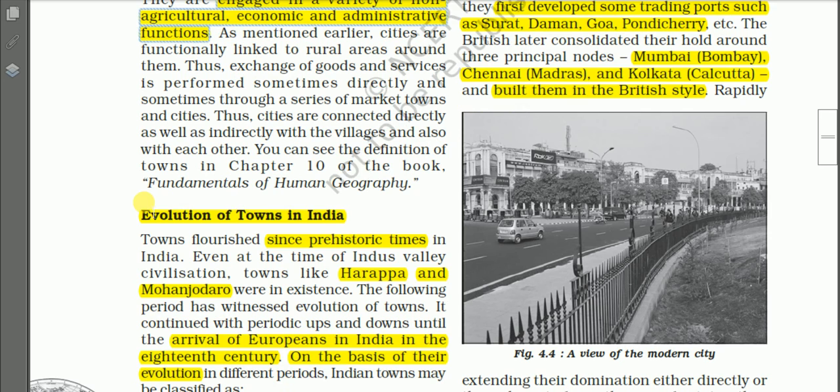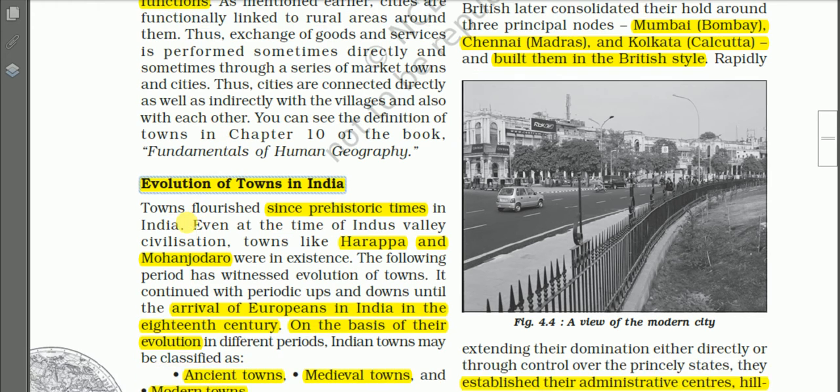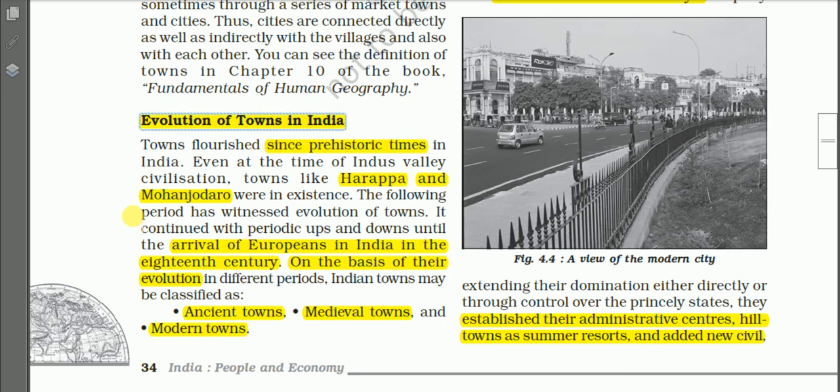Now let us talk about evolution of towns in India. How did the towns in India flourish and evolve? Okay, so let us read. Towns flourished since prehistoric times in India. Even at the time of Indus Valley civilization, towns like Harappa and Mohenjo-daro were in existence. And about it, you have learned in the history classes also. These were the towns that flourished in the prehistoric times, that means in the ancient days, in ancient India.